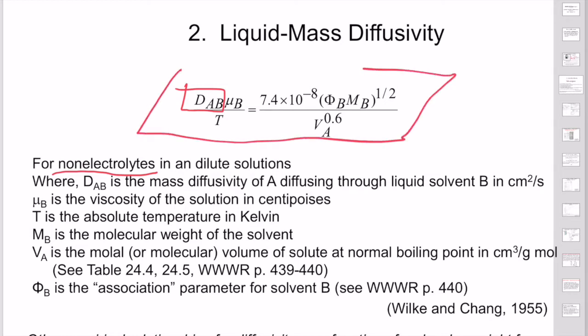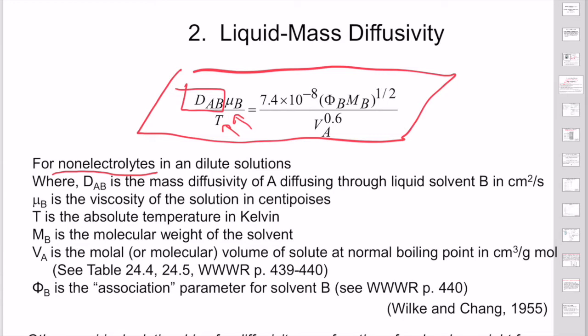So anyway, we're going to use this. It's just an empirical correlation of experimental data. And so here we see the diffusivity. We can estimate it if we know the temperature, if we know the viscosity of our solvent B.